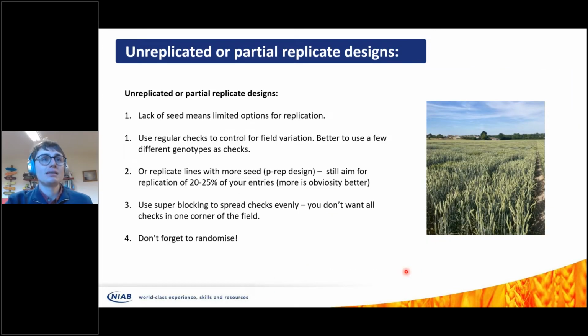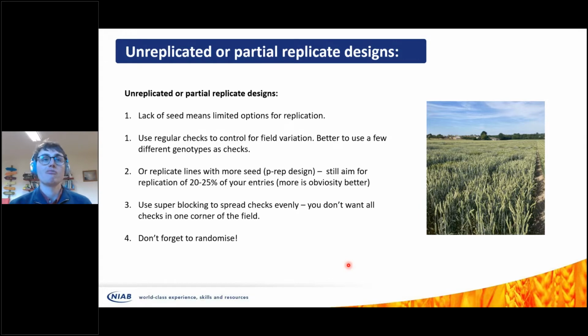There are a lot of designs that I haven't really gone into. I just focused on the incomplete block design, but there's more you can use. You can use an unreplicated design. That sounds like a bad idea, but often in breeding programs and some of the pre-breeding work we do, we don't always have enough seed for replicated plots. The way to get around that is still to use randomization, but also to have control checks spread out through the trial very regularly.